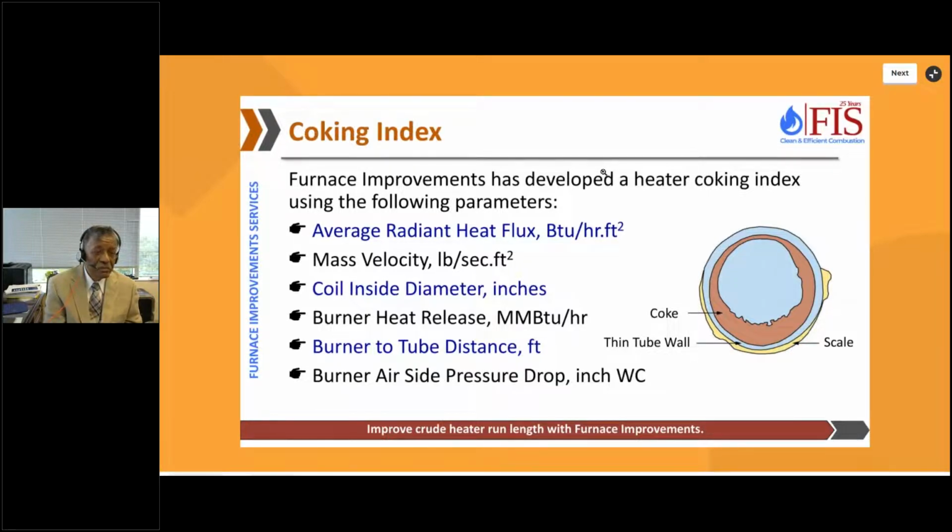Most of the people make sure that whatever the licensor has specified is taken care of, whatever the engineering company has specified is taken care of, or whatever API specifies is taken care of, but they don't ask, hey, is it going to coke in 2 years or is it going to coke in 6 years? And that's where, as a buyer, as a specifier, you need to be looking at some of these parameters to see, am I buying a heater which will coke in 2 years? Will I look good?